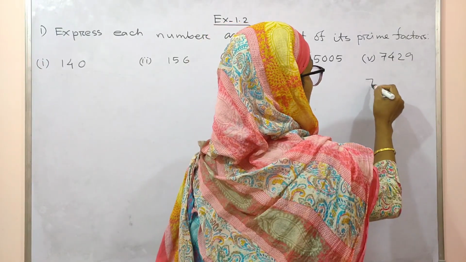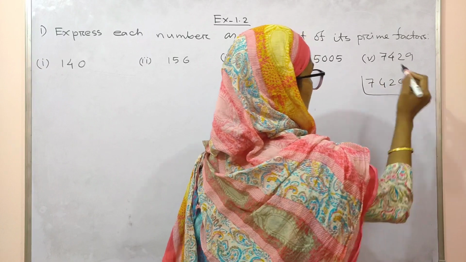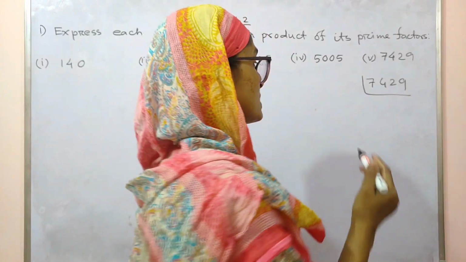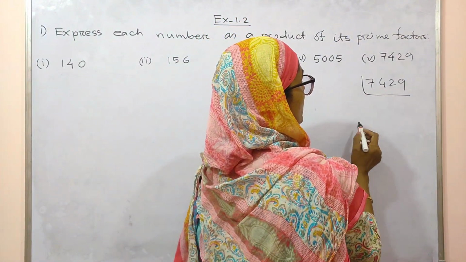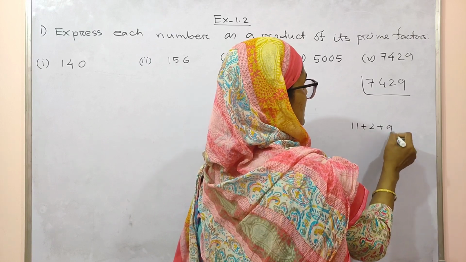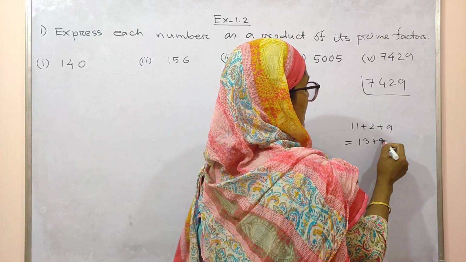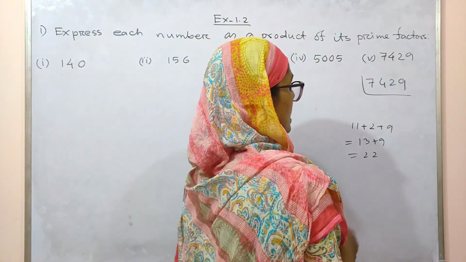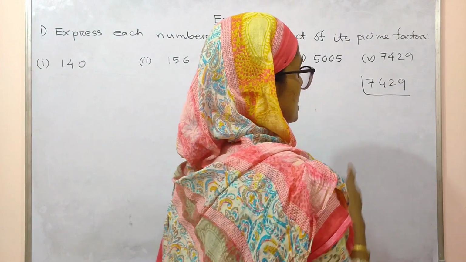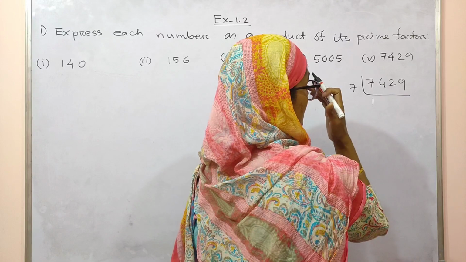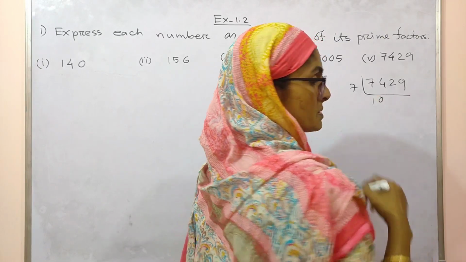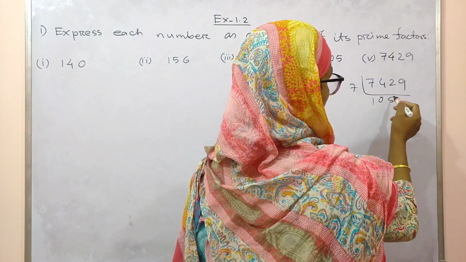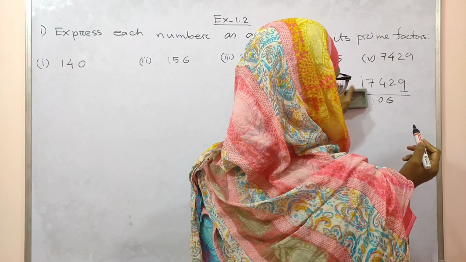Write down. Next, 7429. Here unit place is 9, so not divisible by 2, not divisible by 5. Now check divisible by 3. 7 plus 4 you will get 11, plus 2, plus 9. 13 plus 9 you will get 22. So not divisible by 3. So now check divisibility by 5, 11, 7. 7 ones are 7. Here 4. So not divisible, that means 0 times. 42. 7 6s are 42. Here 9. So not divisible by 7.